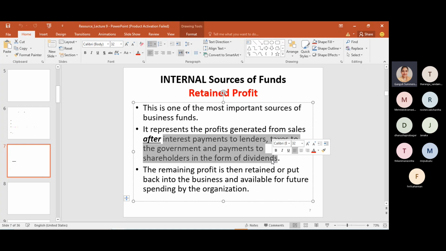Okay, so after earning your profit, you need to spend a certain amount of your profit to settle these payments. Your taxes, your interest payments, payments for shareholders. Okay, so for these things, you need to allocate some amount of your profit to settle these payments. Okay, so once you settle these payments, the amount of profit remaining is called retained profit.